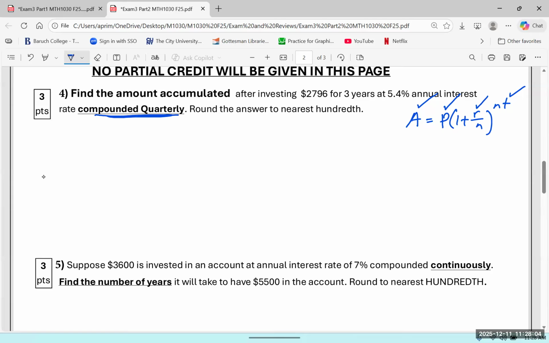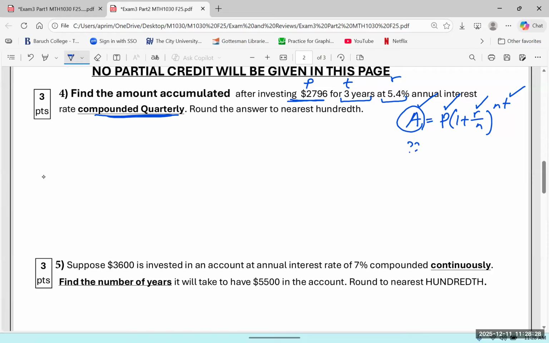So here they are given the initial amount, which is P. They gave you the time T. They gave you the interest rate R. So from the 4 unknowns, they gave you 3 of them. That means the missing one is the final amount. They're asking for the final amount.